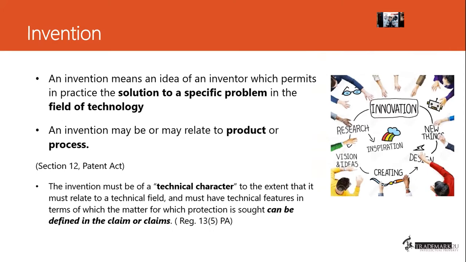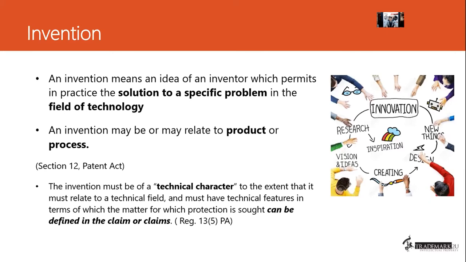An invention, according to Section 12 of the Patent Act, means an idea of an inventor which permits in practice the solution to a specific problem in the field of technology. So it can be a product or a process or both. If you read Section 12 very carefully, you will find these two phrases I highlighted: solution to a specific problem in the field of technology. So we are talking about patenting a solution to a technical problem. There must be a specific problem, all right?